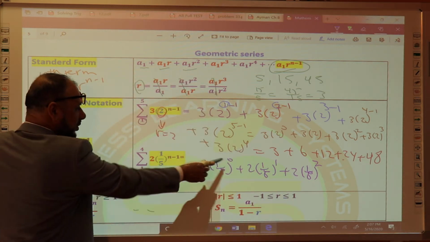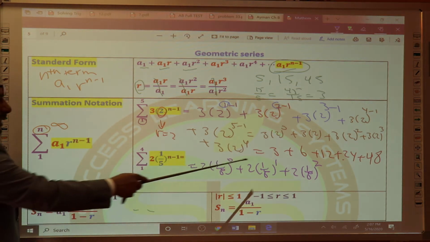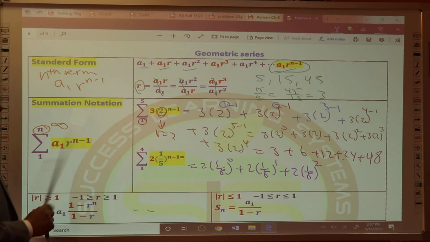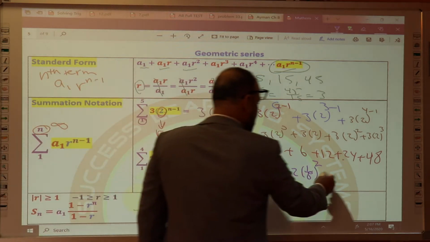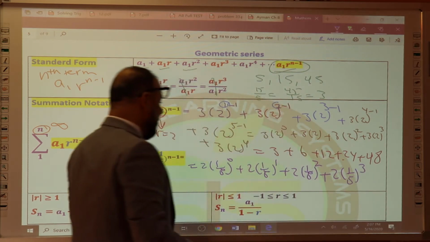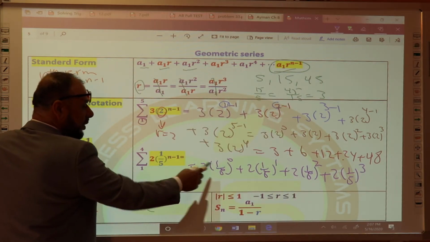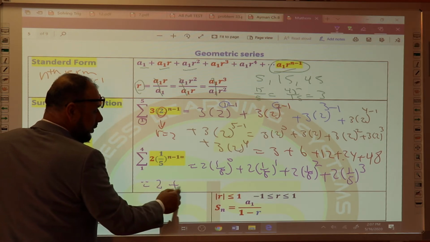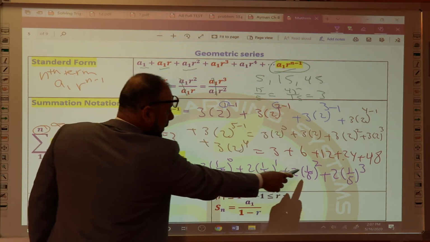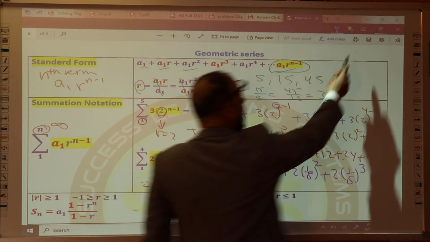1 minus 1 is 0. 2 minus 1 is 1. 3 minus 1 is 2. 4 minus 1 is 3. Now you can finish it out. Anything to the zeroth power is 1, so 2. Then 2/5, and here 1/5 to the 1 is 1/5. Let me just fix this 5.